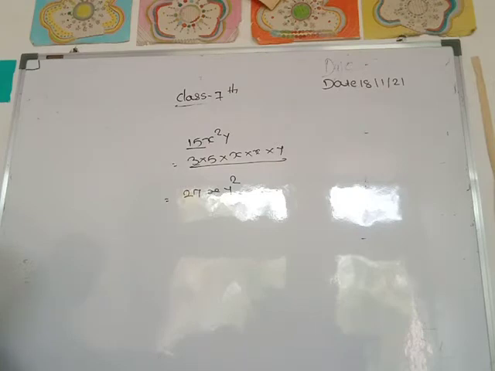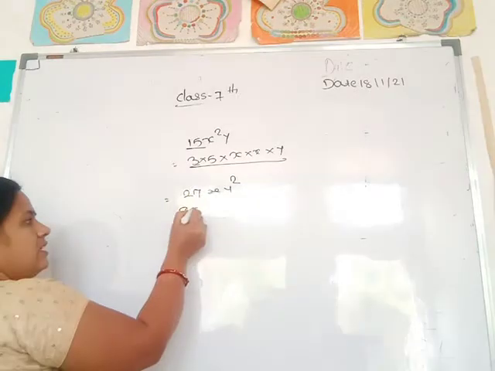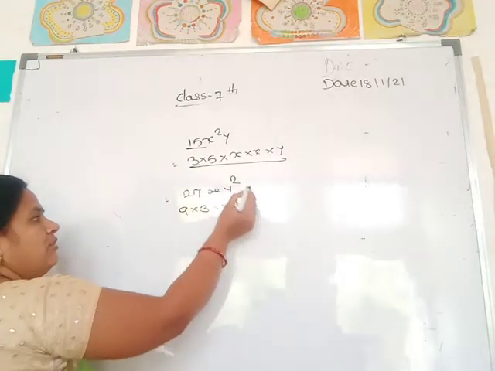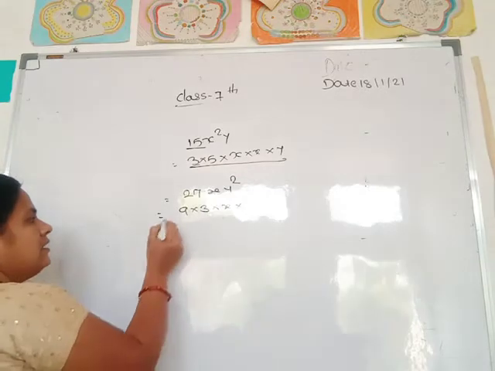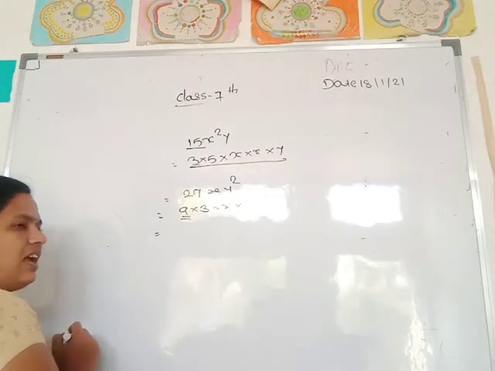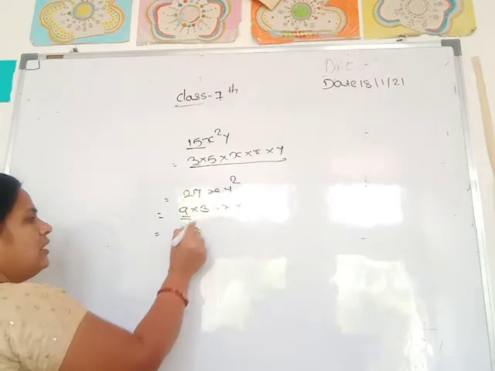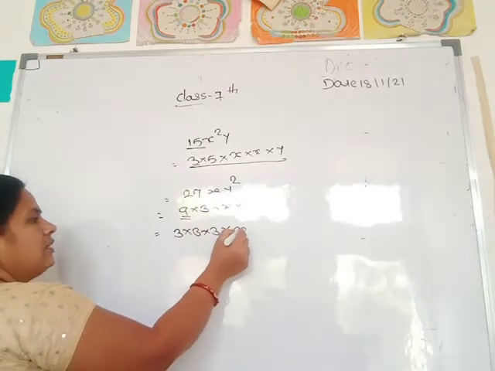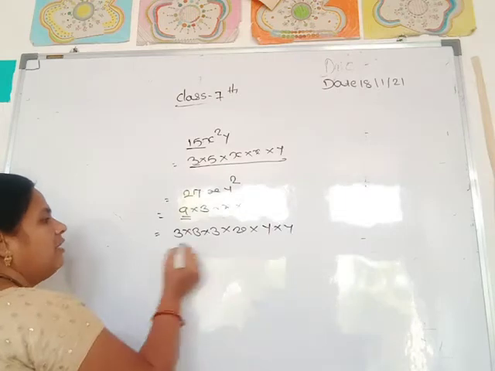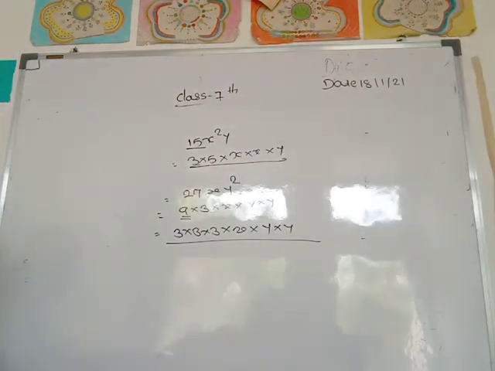27xy square. Firstly you factorize this coefficient part. 27 is 9 threes, then x into y square means y into y. This 9 again factorizes: 3 threes are 9, so 3 into 3 into 3 into x into y into y. This is the factorizing of this algebraic expression.